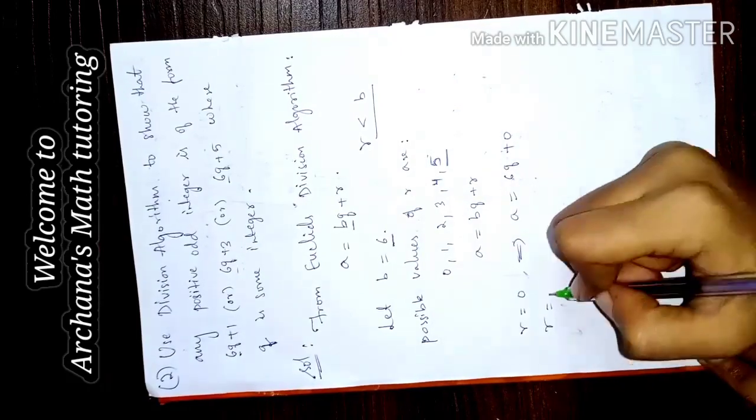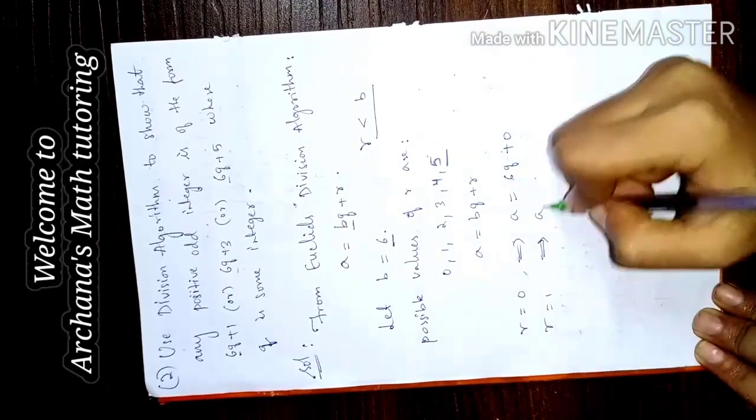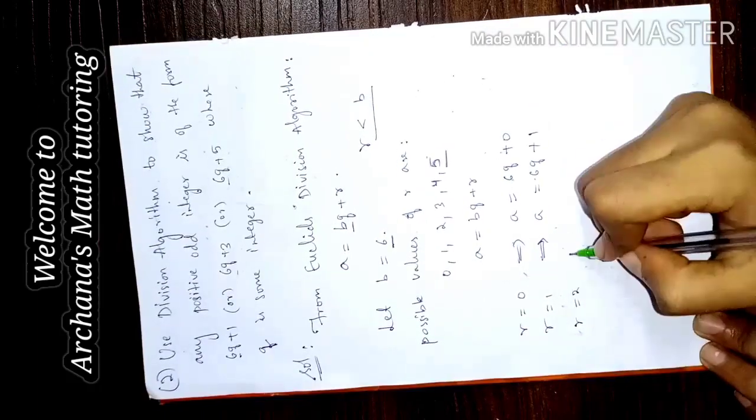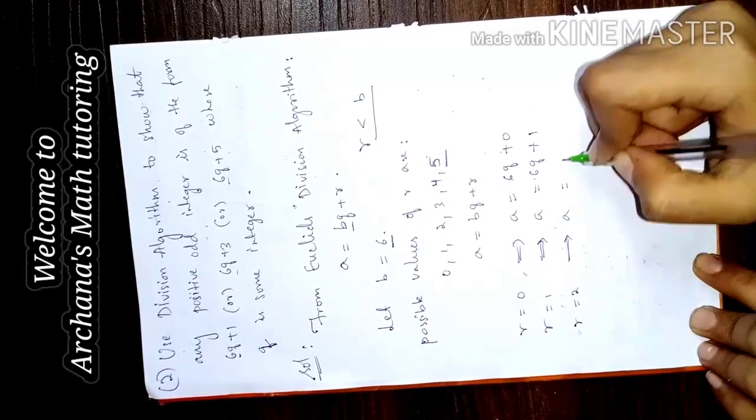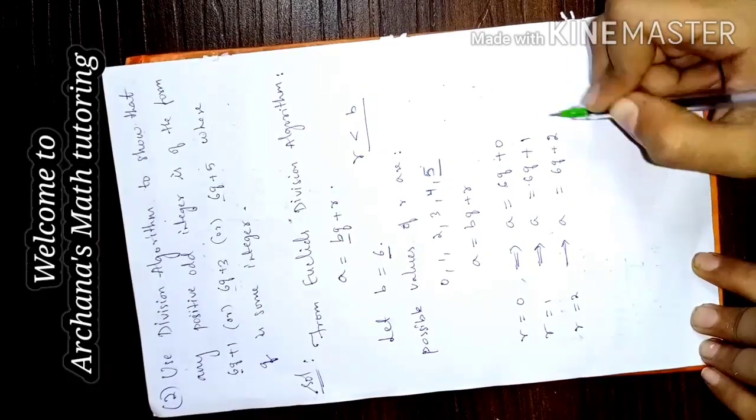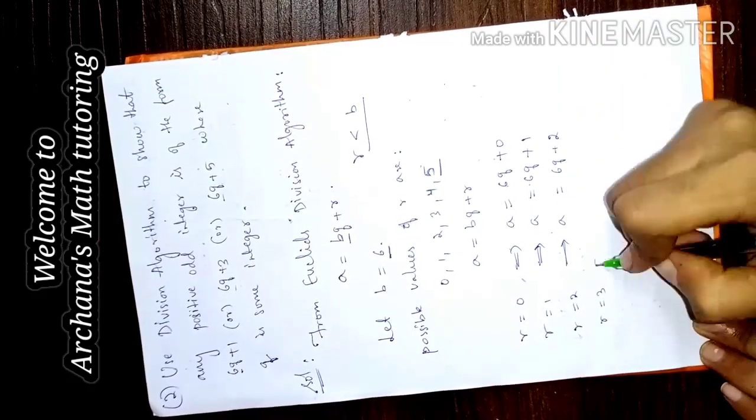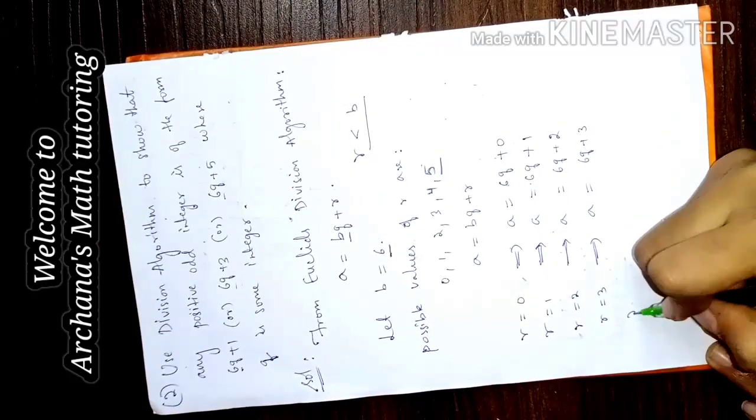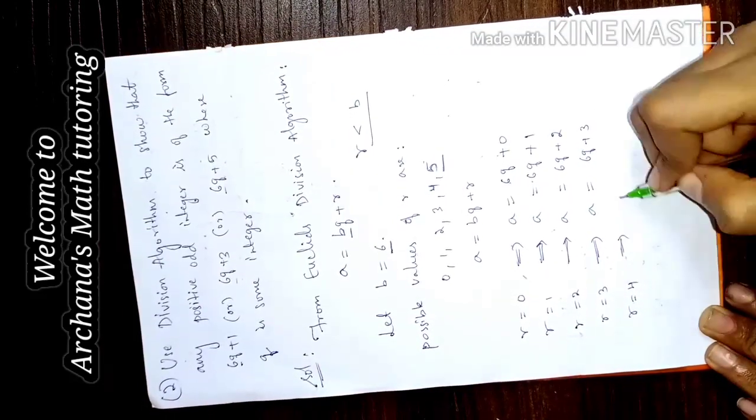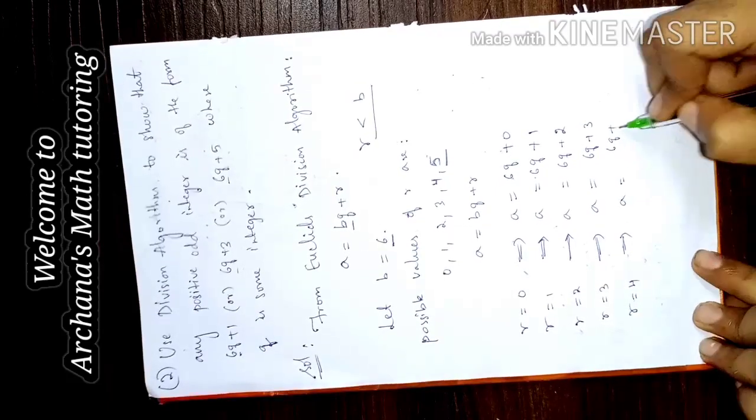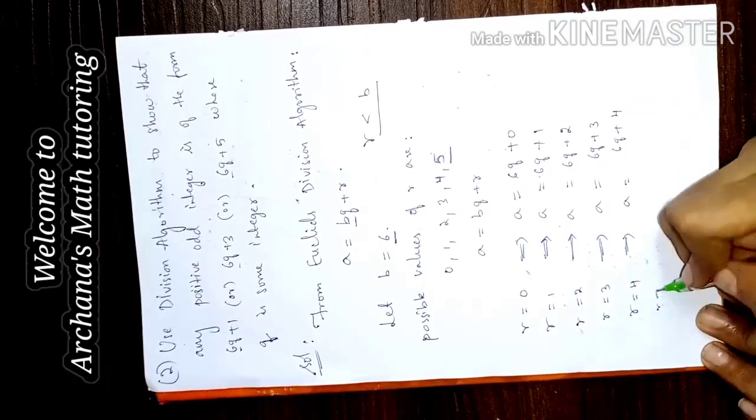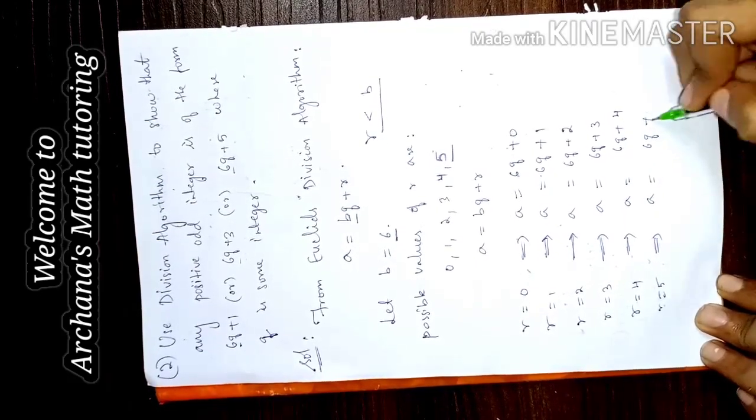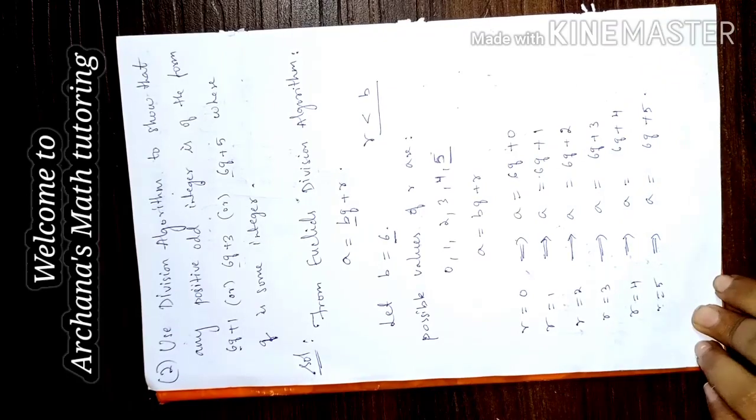When r is equal to 1, the value of a would be 6q + 1. When r is 2, the value of a is 6q + 2. When r is equal to 3, the value of a is 6q + 3. When r is 4, a is 6q + 4, and in the last, when r is 5, a is equal to 6q + 5. These are all the possible values of a.